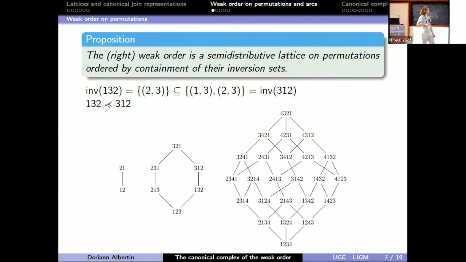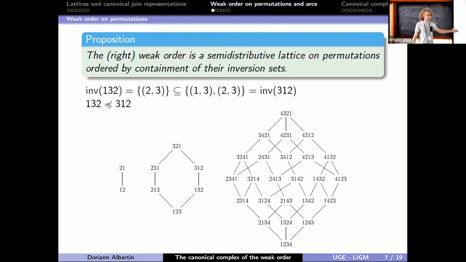So here's 1, 3, 2. The only pair of integers that are ordered in decreasing order is the pair 2, 3. So this is its inversion set. It is a subset of this one, which is the inversion set of that permutation, which means that in the right weak order, the permutation 1, 3, 2 is smaller than 3, 1, 2. These are the weak order of size 2 to 4, and indeed you can check here that 1, 3, 2 is lower than 3, 1, 2.